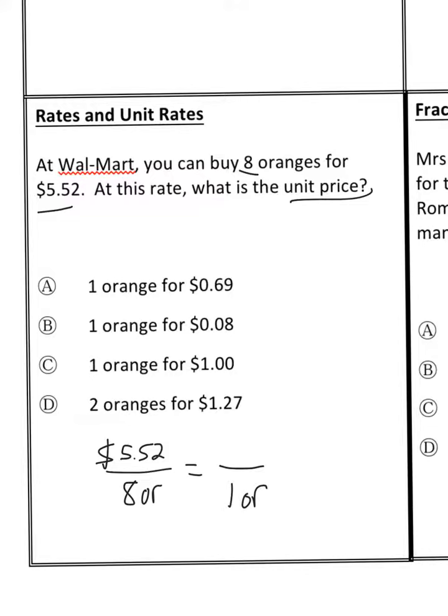Now to do that, I know 8 divided by 8 will get me 1. So then I just have to do $5.52 divided by 8. Once you do that, you'll get your answer, and you'll see that 1 orange cost 69 cents, which is A. If you didn't have that right, make sure you fix it.